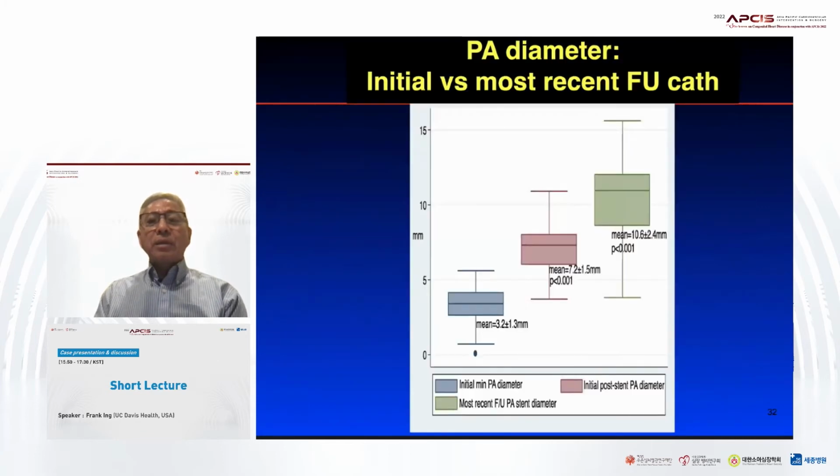If you look at the diameters in general, the group started at 3.2 millimeters in diameter and over time increased to 10.6.